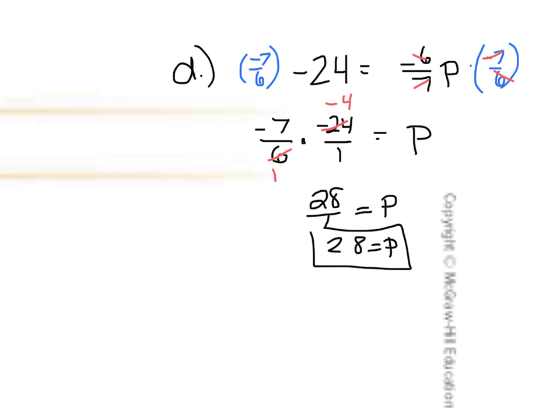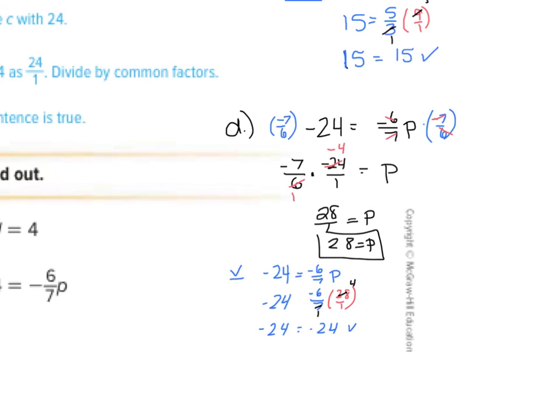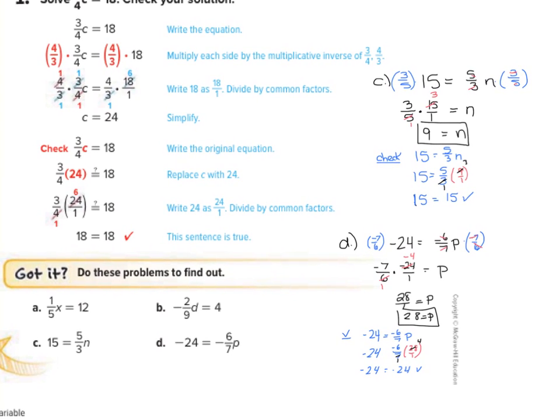And for our check step, start by writing the original equation, negative 24 equals negative 6/7 p. Substitute in your answer of 28, which we'll write as 28 over 1. See if you can cross simplify, which you can by dividing by 7. And you get negative 24 equals negative 6 times 4 is negative 24. It checks. Our answer is 28 equals p. So these 4 examples will hopefully show you how to multiply using the multiplicative inverse on both sides to solve equations.